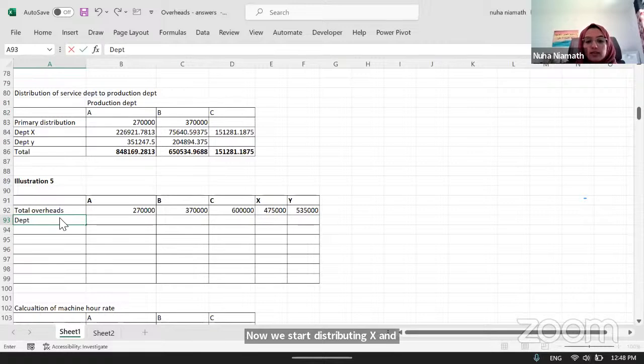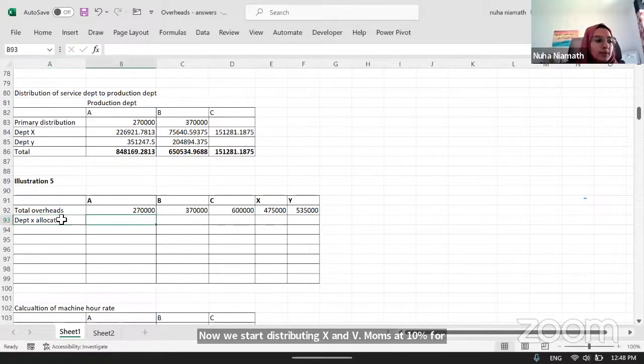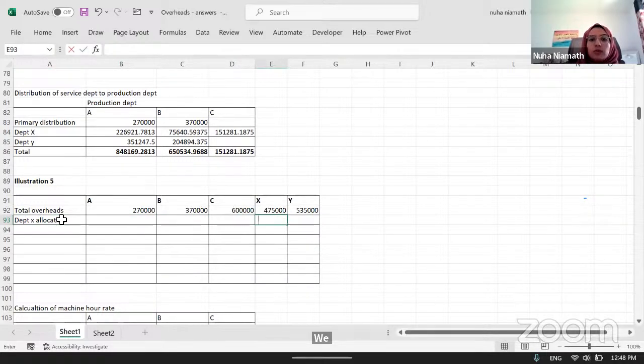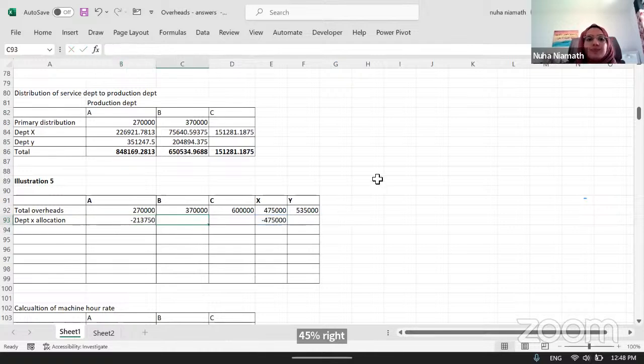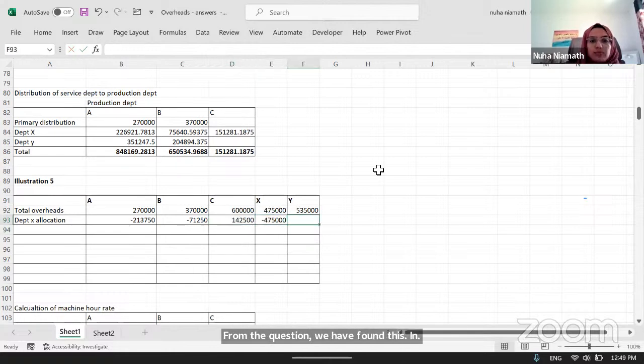So department X allocation will be, we will take this down, and we know that the percentage of this was 40%, so it was 45%, right? This was 15%. This is from the question itself. There's nothing to use your brain here. From the question itself, we have found this into 30%. This into 10%. So did you see what I'm doing here?